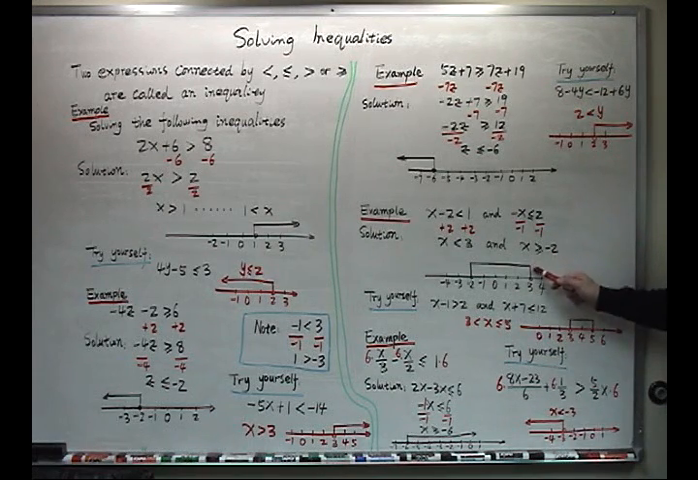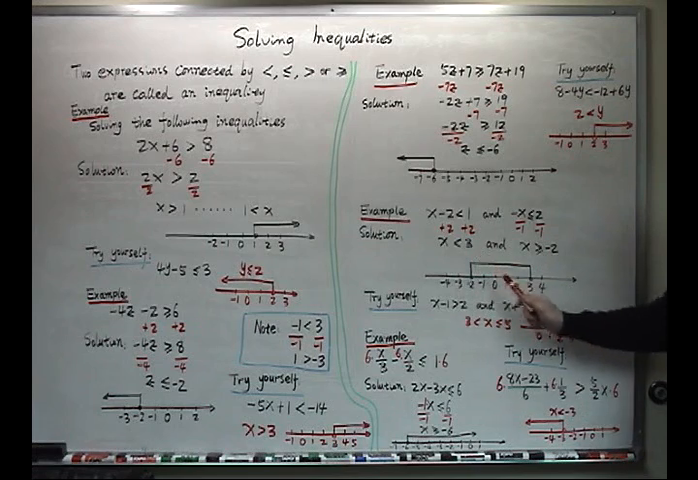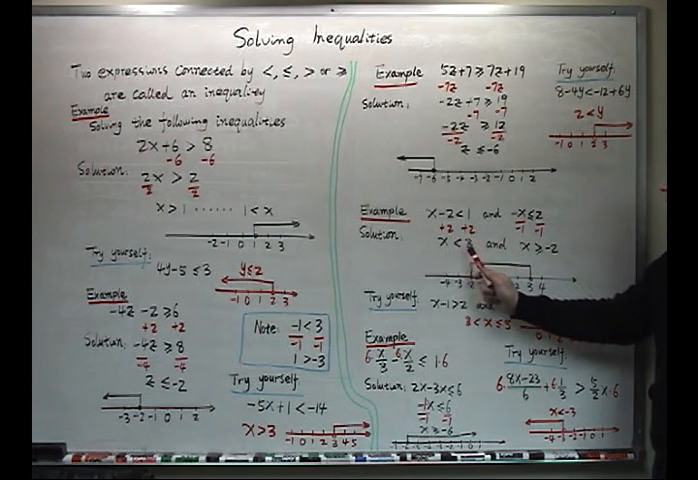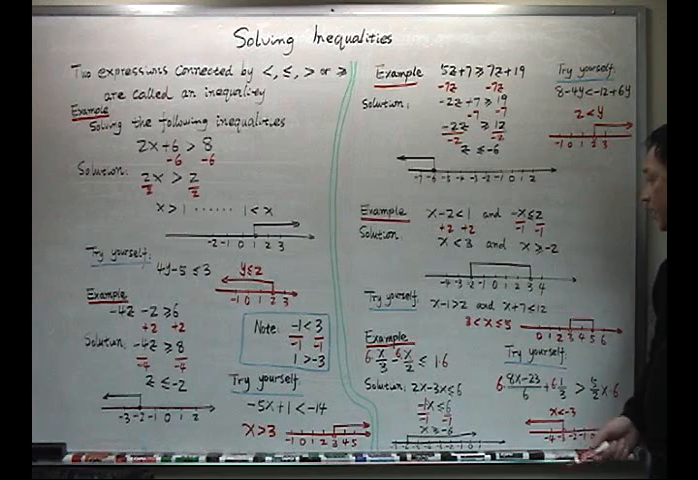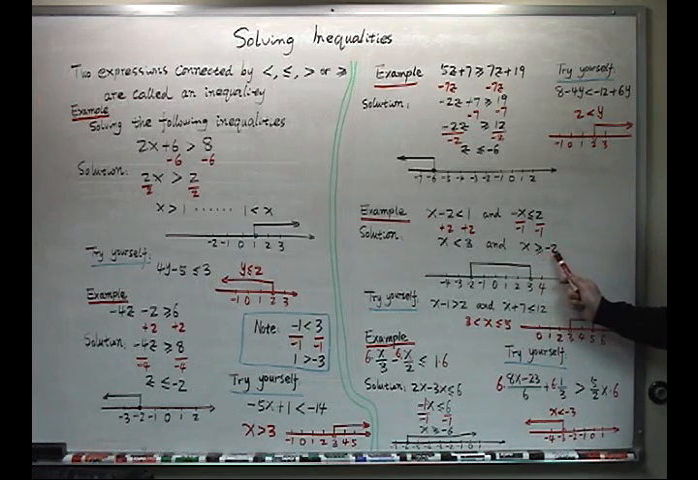You locate 3, and 3 is not included, empty circle. x is less than 3, so all the numbers on the left. On the other hand, you locate negative 2.